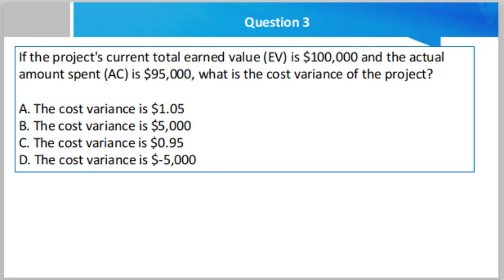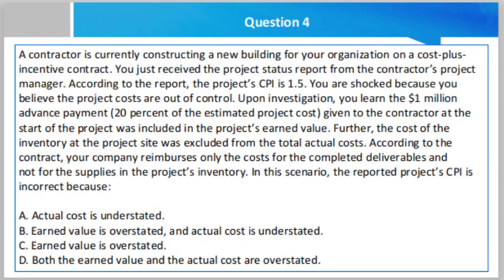Here friend, basically you have to use the formula. You must remember the cost variance formula. So you know that cost variance is equal to EV minus AC, earned value minus actual cost. So in this case, if you subtract the actual cost from the earned value, the answer is B. So here basically you must remember the formula. This is very important.